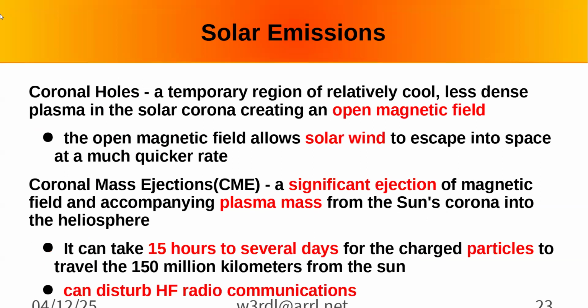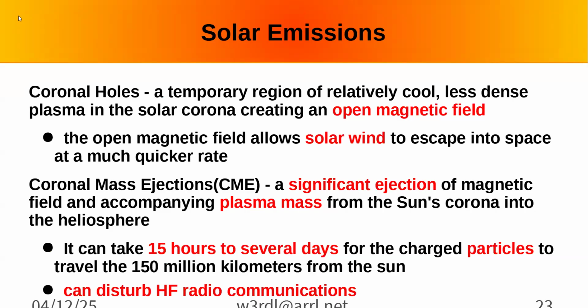Coronal holes. Every once in a while, a hole opens up in the surface of the sun, and it lets out a magnetic field. Exactly how that happens, I'm not sure, but that magnetic field escapes and can cause effects here on Earth with our magnetic field. And it also allows what they call the solar wind to escape.